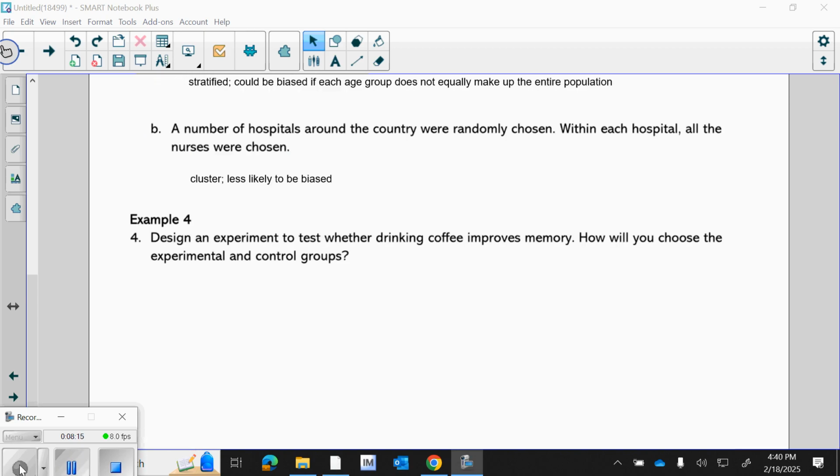Since we are not in class together, I am going to skip example 4. It just simply talks about designing an experiment, but I do want to focus on, if you are conducting an experiment, what is the difference between the experimental group and the control group? So if you'll flip your page back over to the definitions, let's go over that.